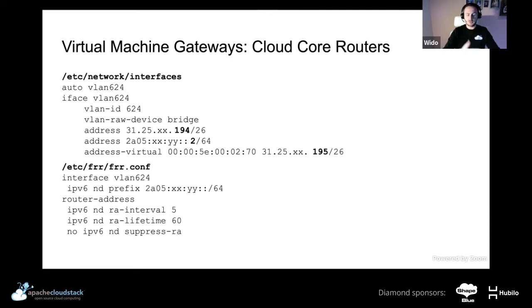And then you see that it has an address, and then there's a virtual address as well, which is the virtual IPv4 gateway. And with IPv6, we configure this inside the FRR routing, where it starts sending out router advertisements. So there's no virtual gateway for IPv6, because both routers are sending out their router advertisements, which then are being learned by the VMs as gateways, so they can forward their IPv6 traffic.